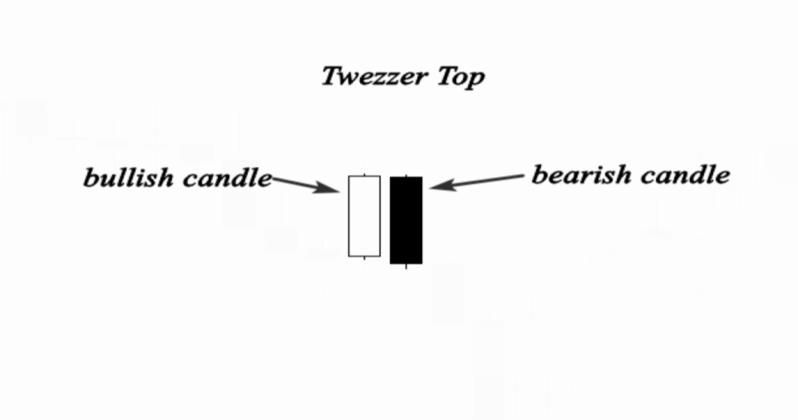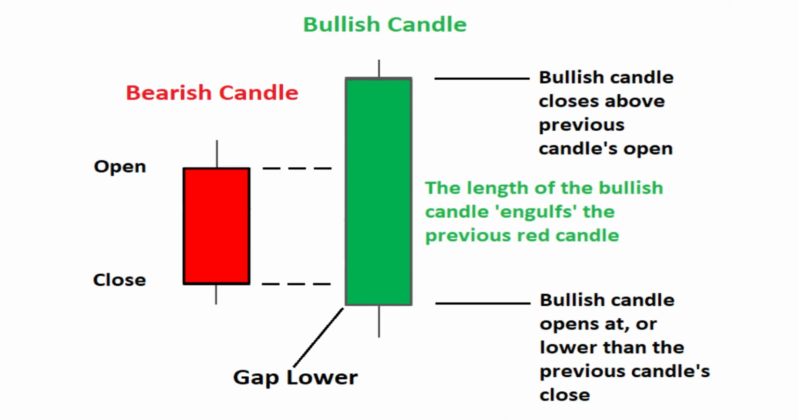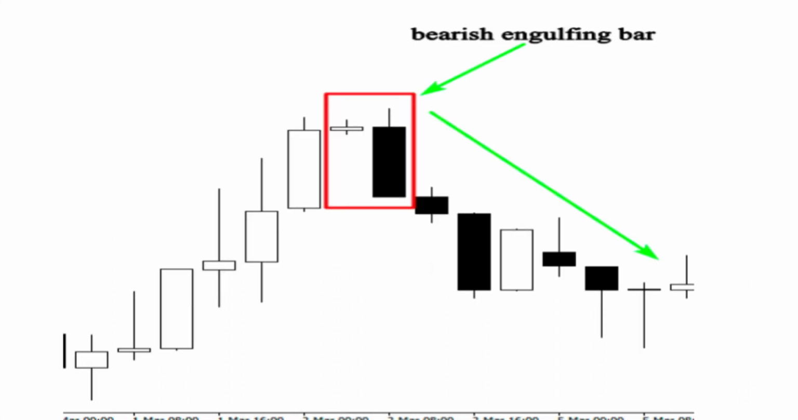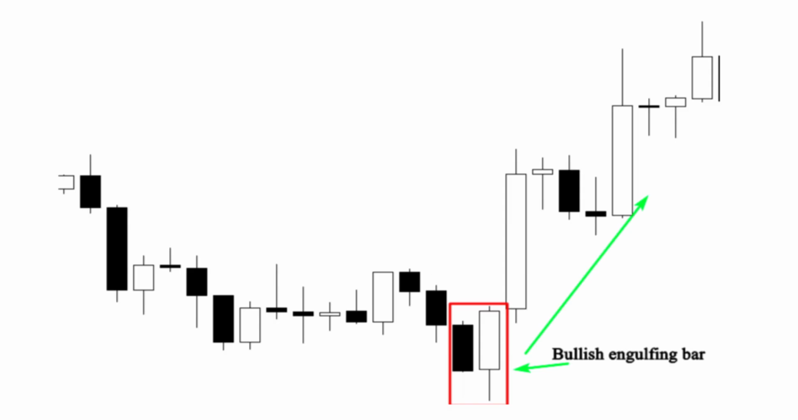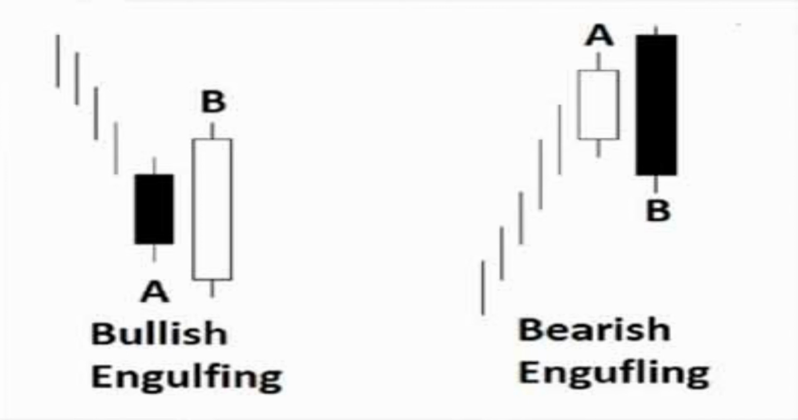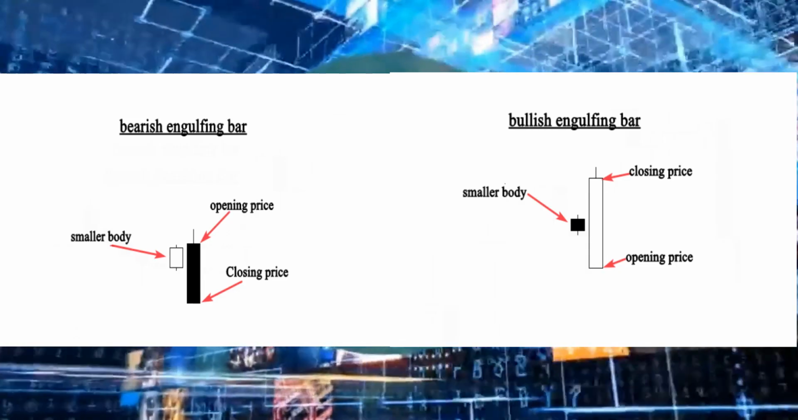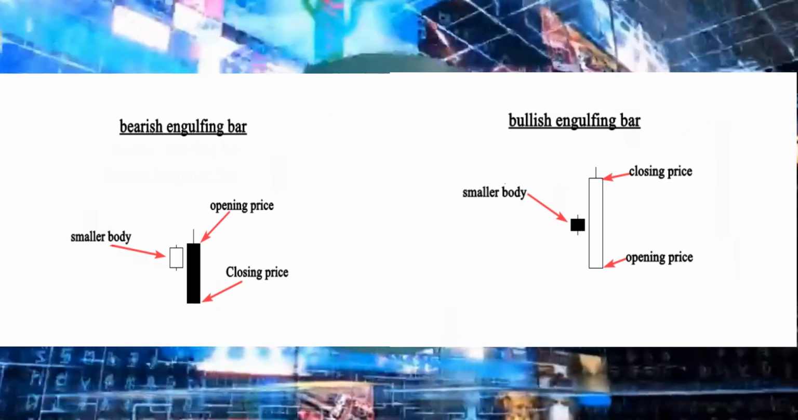Engulfing candlestick pattern. The engulfing pattern is formed when one candle grabs or engulfs the previous candle or candles. Once this candle wraps one candle or more of the previous ones, we can consider it an engulfing pattern. Remember that there are bullish and bearish engulfing patterns. The engulfing patterns are very important because they indicate power or strength in price.